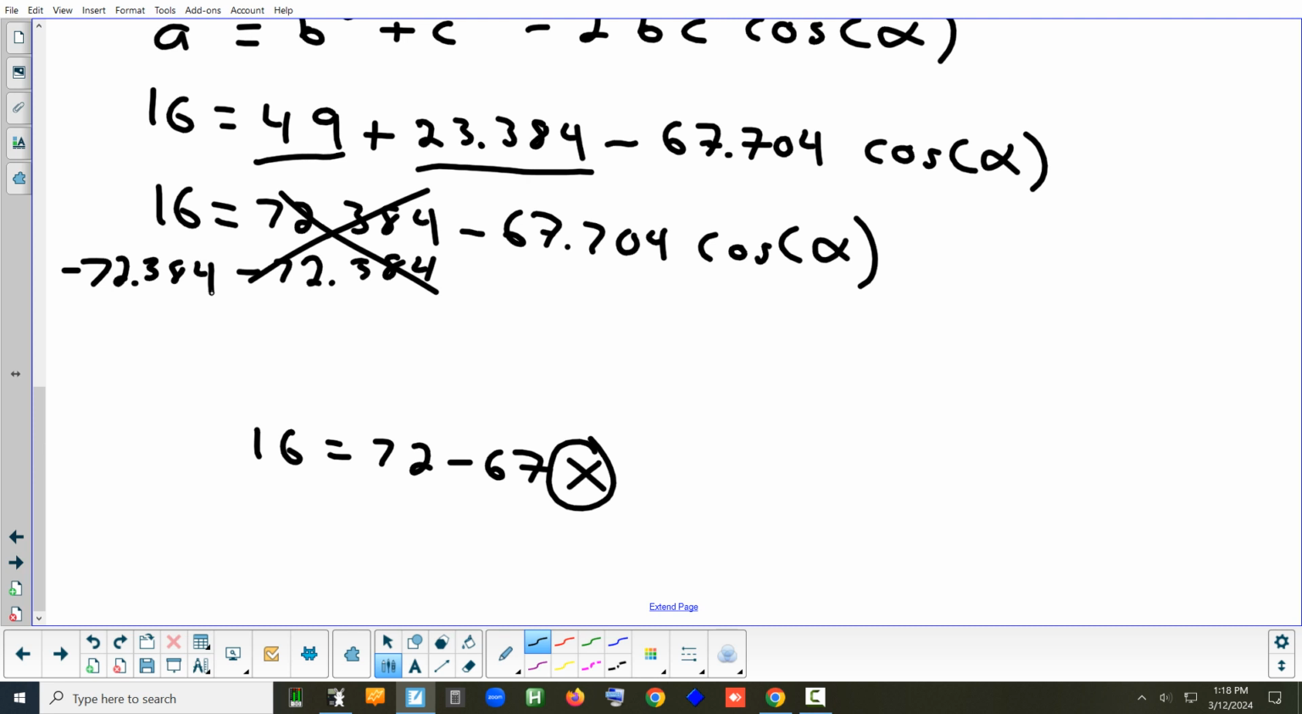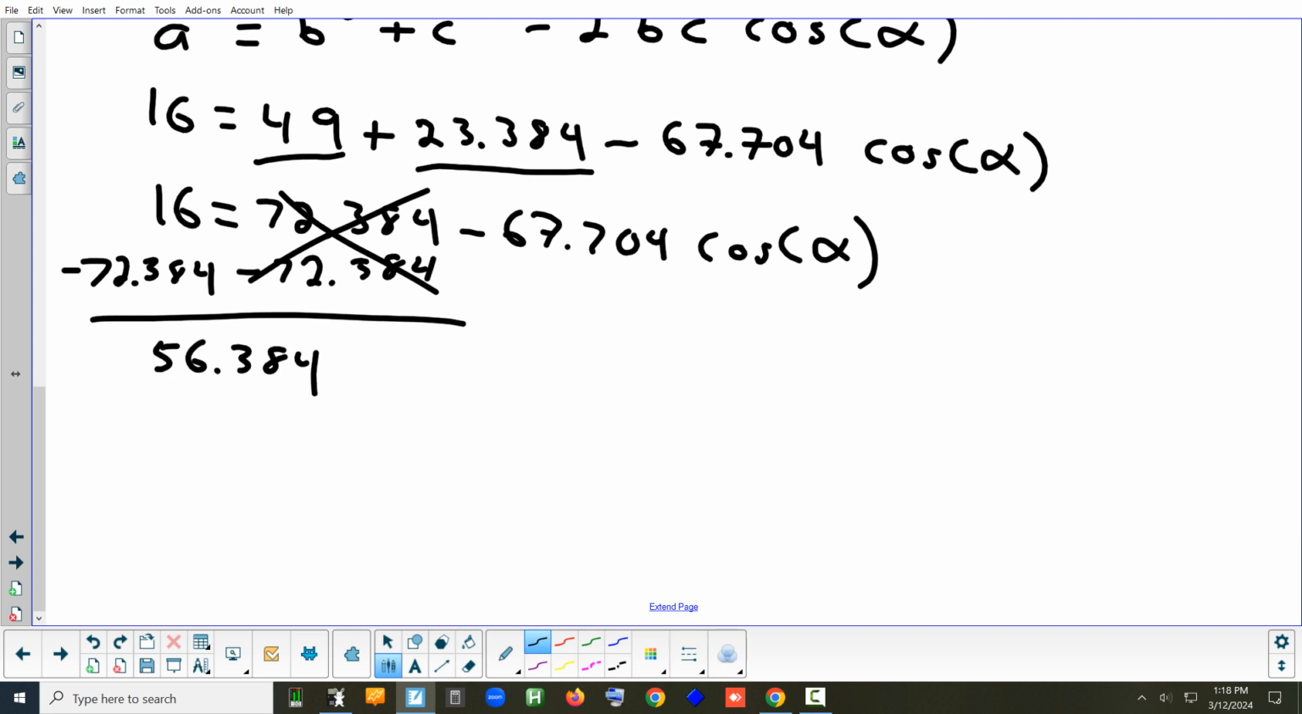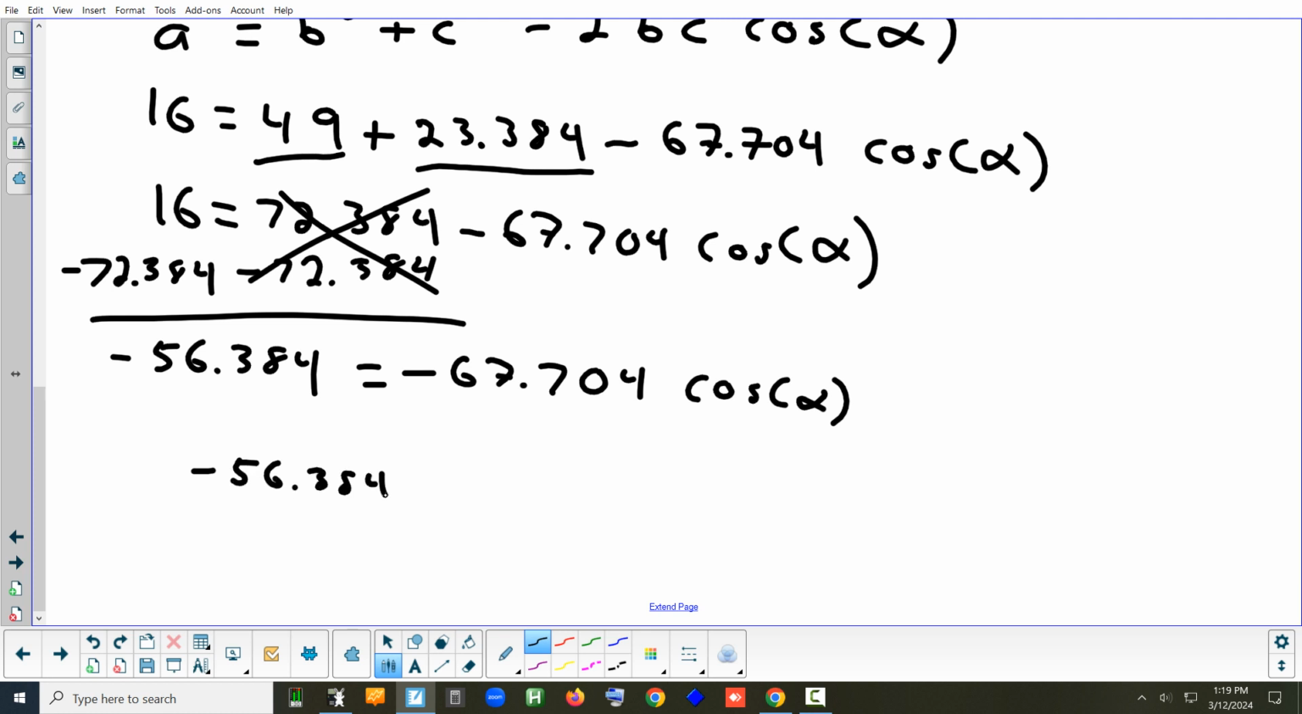Okay, I'm going to need 16 minus 72.384. Negative 56.384. Yeah, negative. And that's equal to negative 67.704. All right, now we have 2 steps left to get alpha alone. What would be your next step? Yep. Divide both sides by negative 67.704. Yep. So let's divide both sides by negative 67.704.